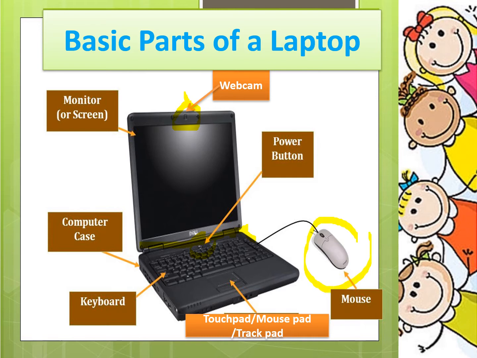Next is the mouse. If you're using the laptop, you have the choice if you want to use the mouse or not. Because if you don't have the mouse, you can use this, the built-in mouse, which is called touchpad mouse or mousepad or trackpad. Okay, here is the monitor again, or the screen. All of the things that you want to display here. Computer case. In desktop, it is called the system unit, but in laptop, it's called the computer case or the laptop case. And of course, the keyboard.